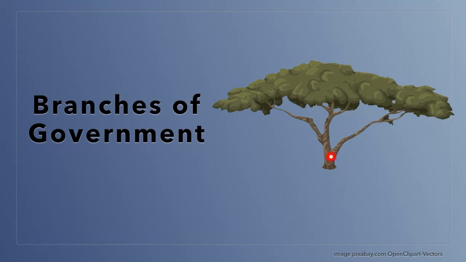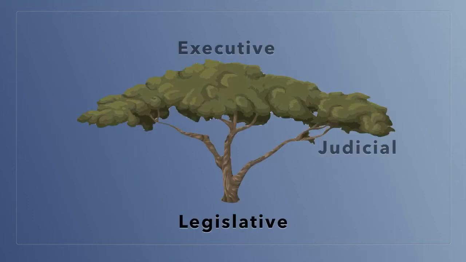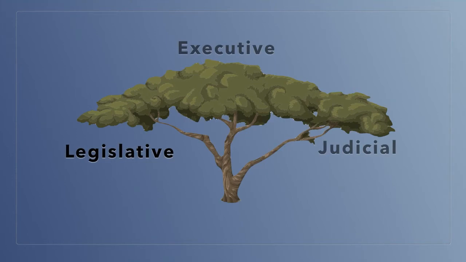Branches are this part of a tree. And in our government, we have 3 branches. We're talking about the legislative branch today. That word comes from the word legal, which is about laws.